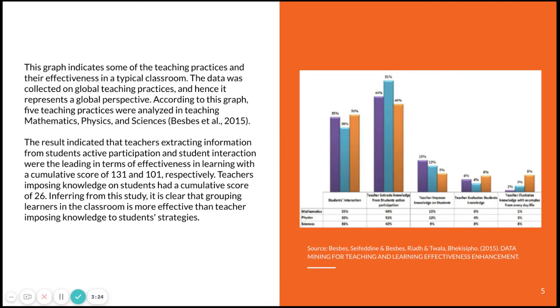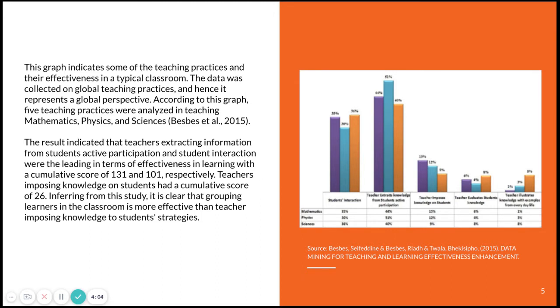So, this graph indicates some of the teaching practices and their effectiveness in a typical classroom. The data was collected on a global teaching practice, and hence it represents a global perspective. According to this graph, five teaching practices were analyzed in teaching mathematics, physics, and science. That includes interaction, teacher extracts knowledge from students' active participation, teacher imposes knowledge on students, teacher evaluates students' knowledge, and teacher illustrates knowledge with examples from everyday life.